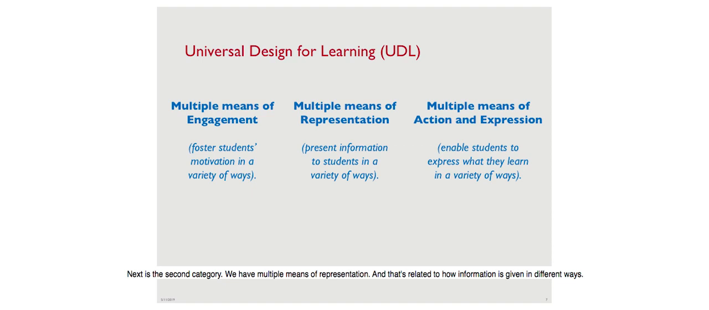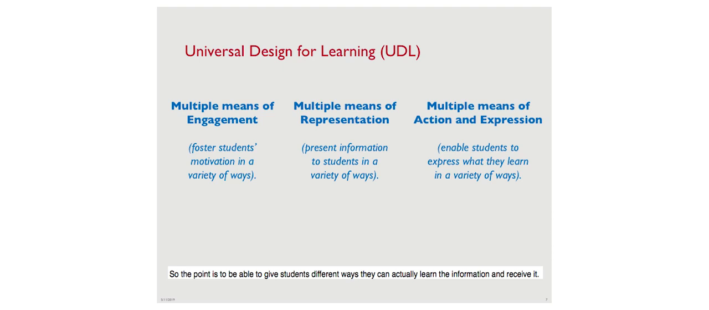Next is the second category. We have multiple means of representation, and that's related to how information is given in different ways. It could mean writing on the board, or having a number system, maybe having one bump that equals 1, and then another bump that equals 2, so people can feel it in a more tactile way. And then we have Braille as well. That could be another example in that category. So the point is to give these students different ways that they can learn the information and receive it.